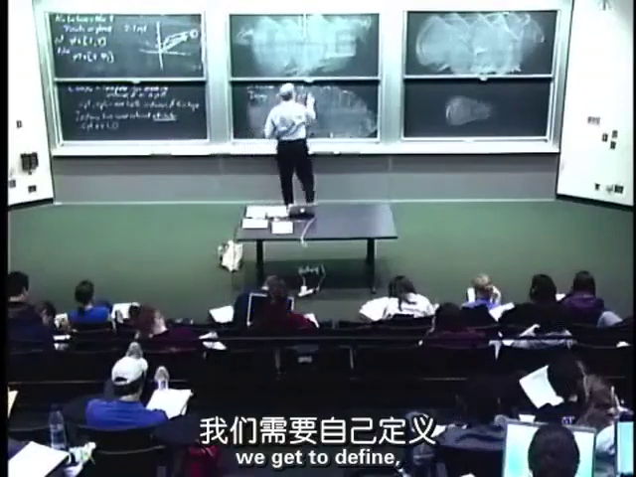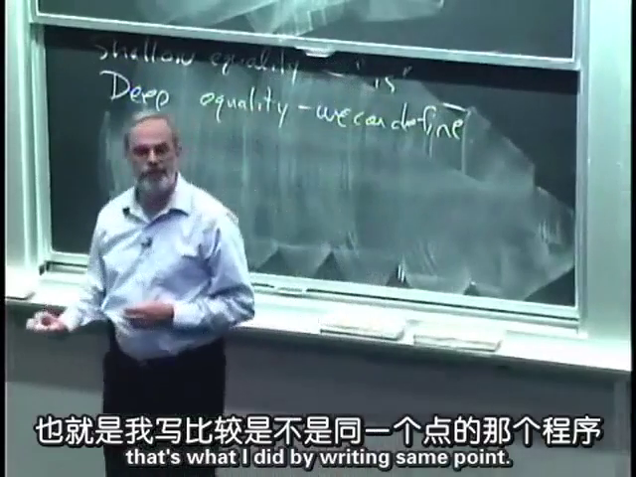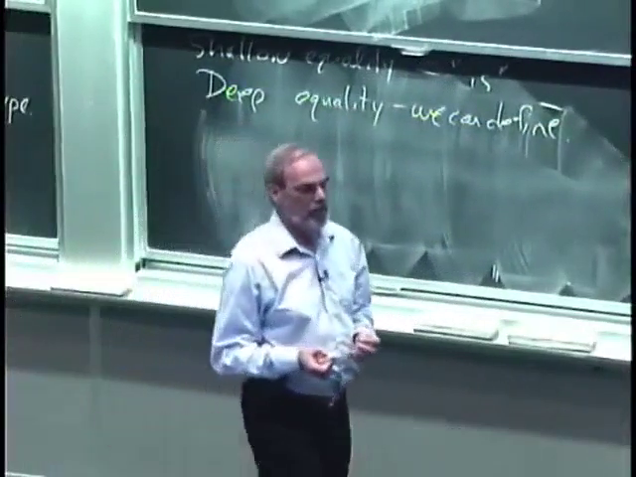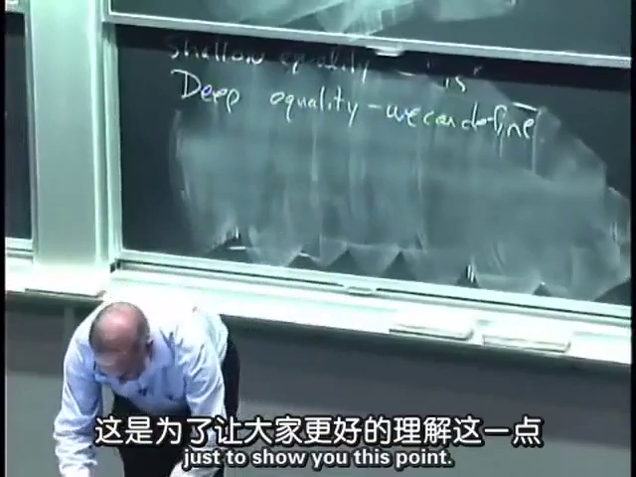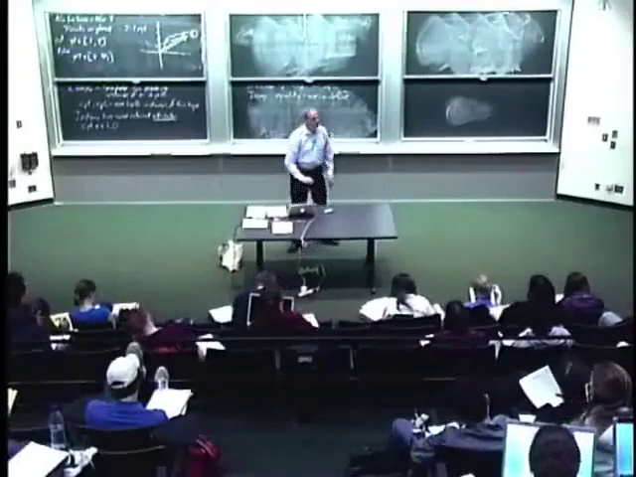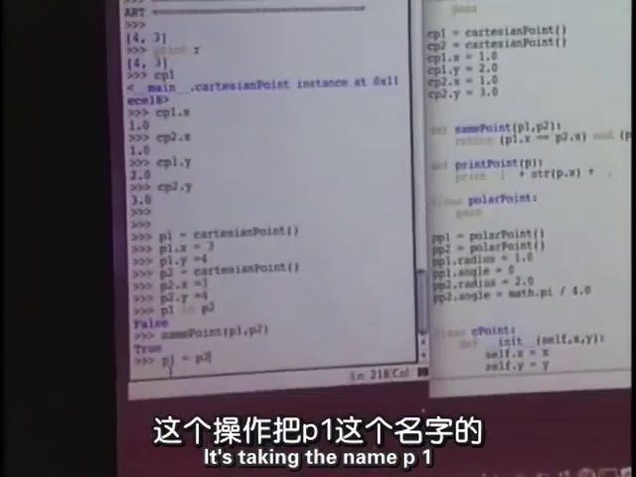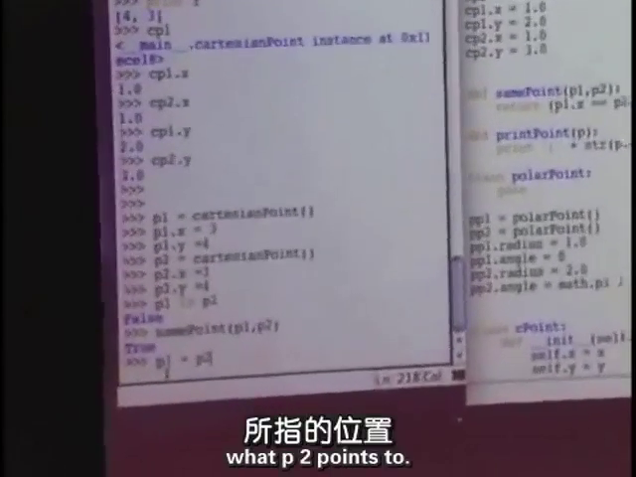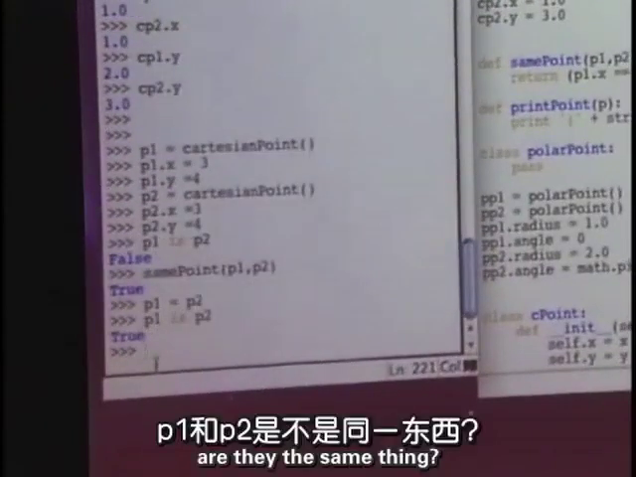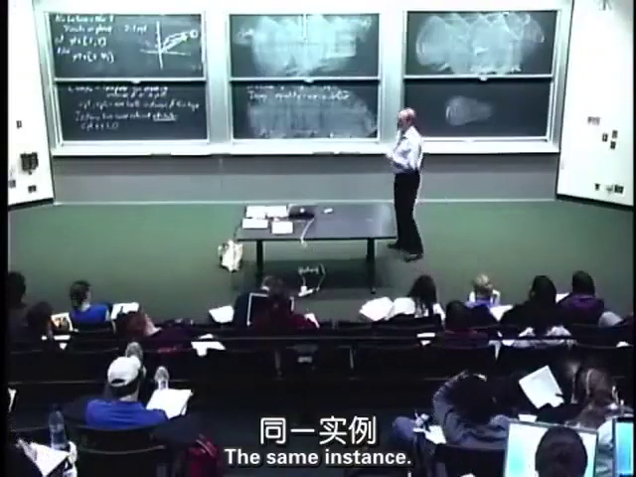Deep equality, we get to define. And that's what I did by writing same point. As I said, I want equality in the case of points to be, are the x and y coordinates the same? And I'm actually going to change it. Just to show you this point, if I do the following, and I say, I'm going to assign P1 to be P2. What's that doing? It's taking the name P1 and changing its value to point to exactly what P2 points to. And then I say, are they the same thing? The answer is yes, because now they are pointing to exactly the same spot in memory, the same instance.